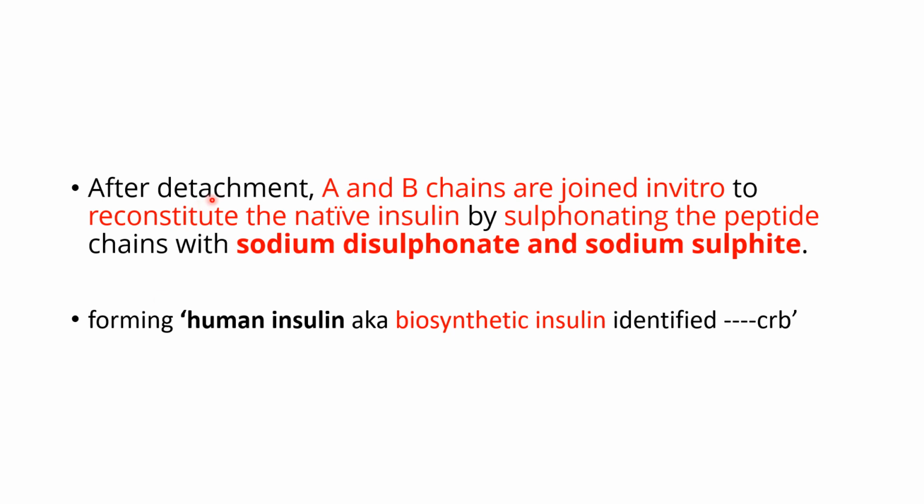Then after detachment, the A and B chains are joined in vitro to reconstitute the native insulin by sulfonating the peptides with sodium disulfonate and also sodium sulfite, making what we call the human insulin.